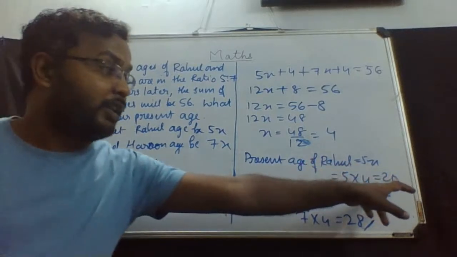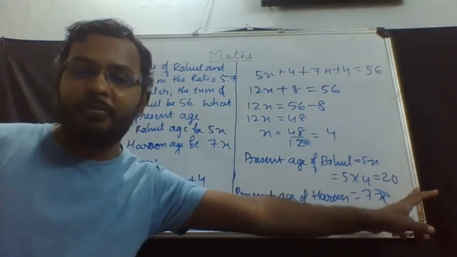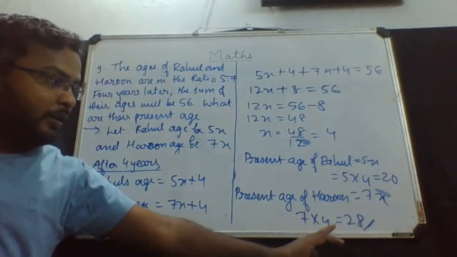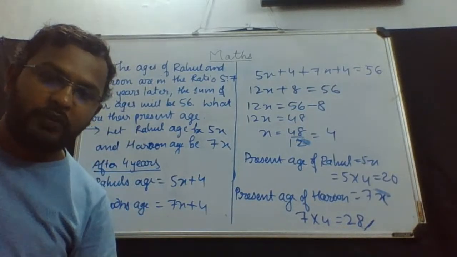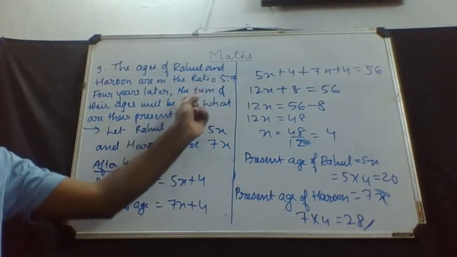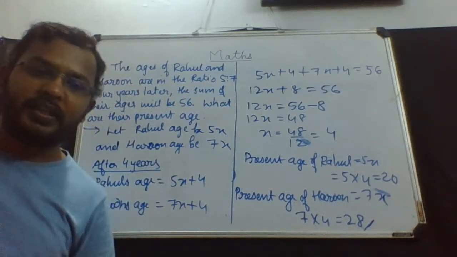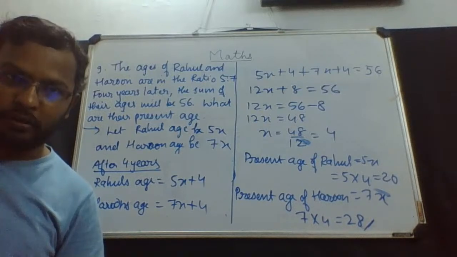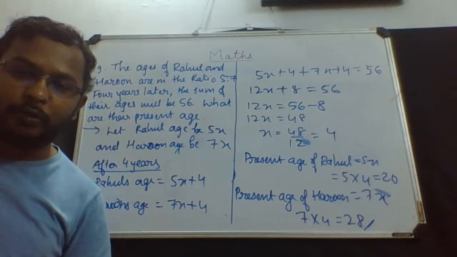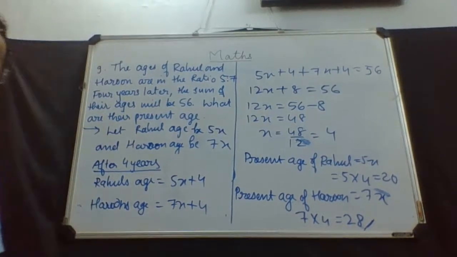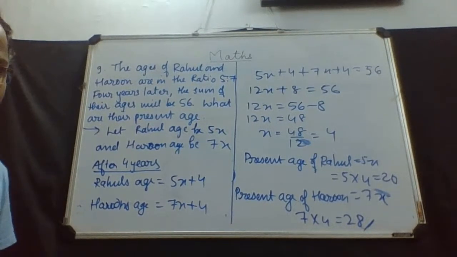Now after 4 years, what will happen? Rahul's age will be 24 and Arun's age will be 32. 24 plus 32, when you add, how much will you get? You will get 56. So after getting the answer, you can cross check whether they are correct or not. After the answer comes, you can check whether you got correct answers or not.